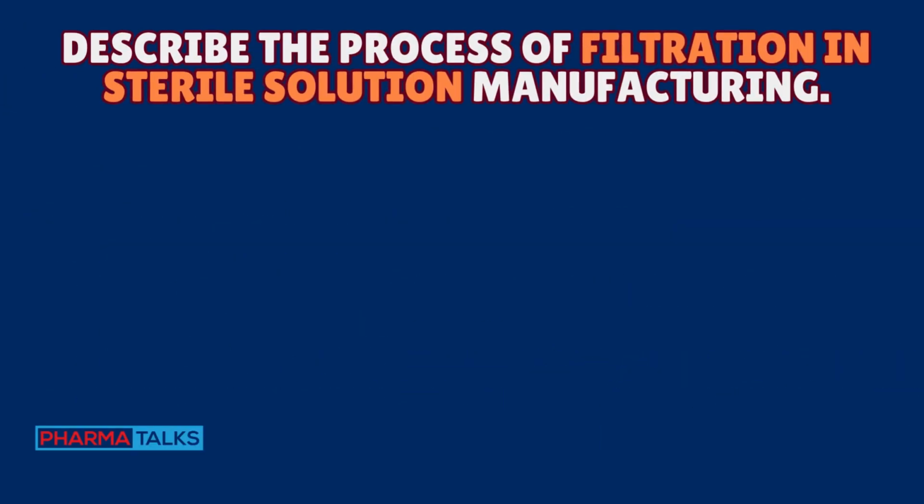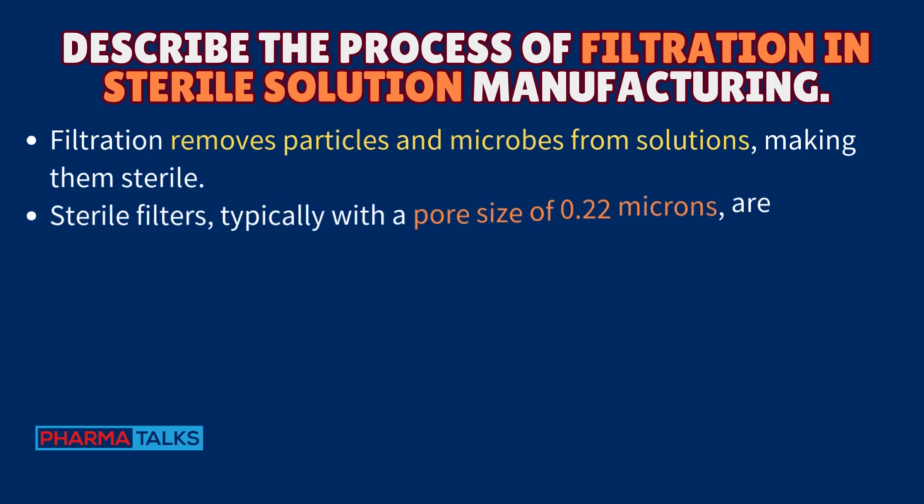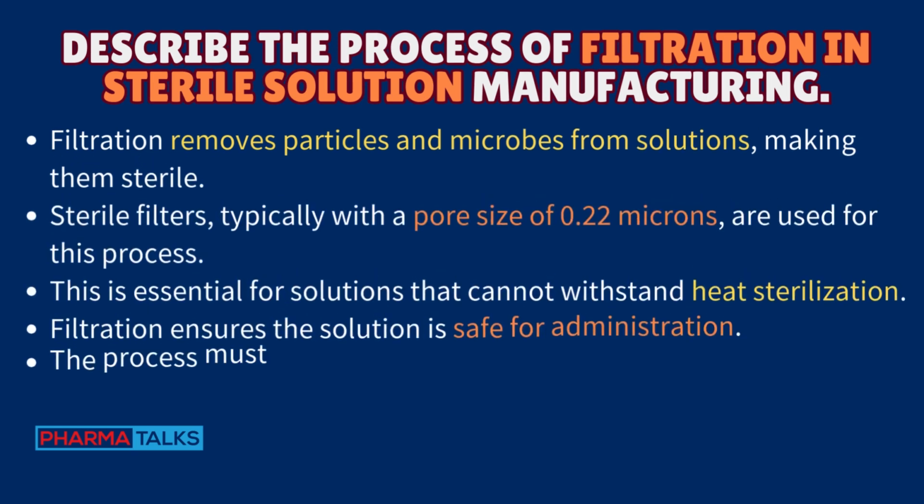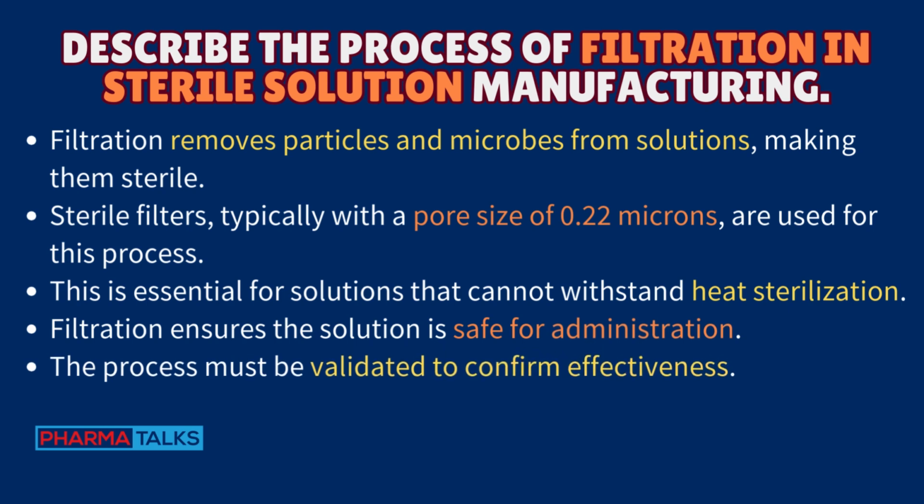Describe the process of filtration in sterile solution manufacturing. Filtration removes particles and microbes from solutions, making them sterile. Sterile filters, typically with a pore size of 0.22 microns, are used for this process. This is essential for solutions that cannot withstand heat sterilization. Filtration ensures the solution is safe for administration. The process must be validated to confirm effectiveness.